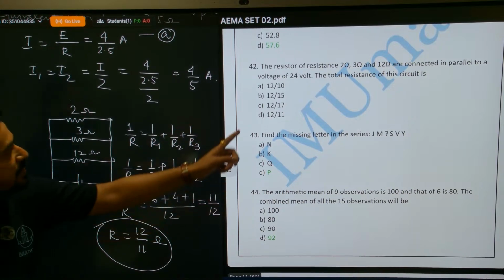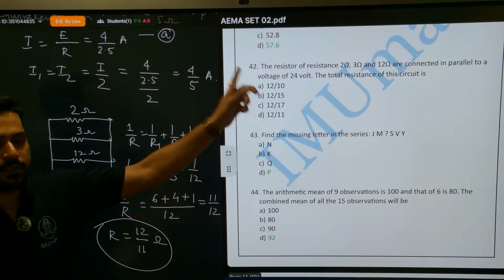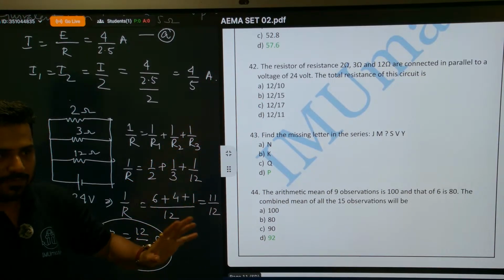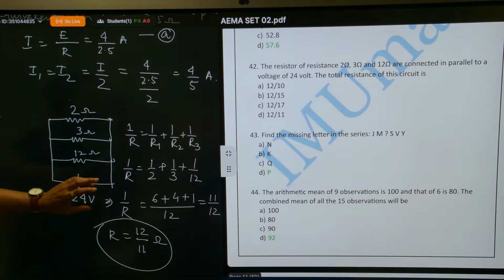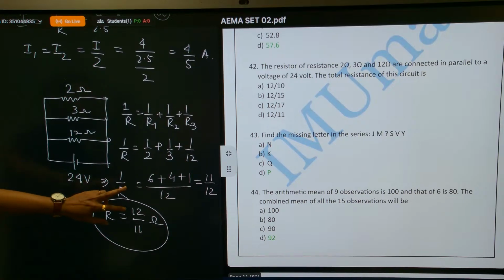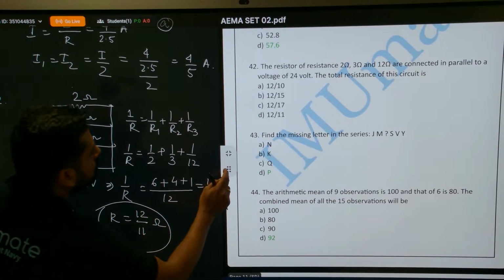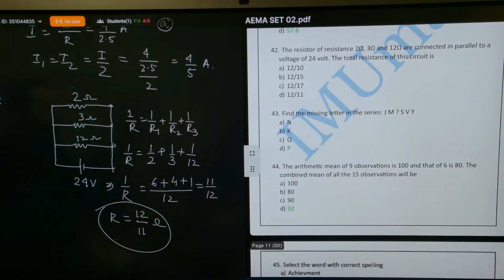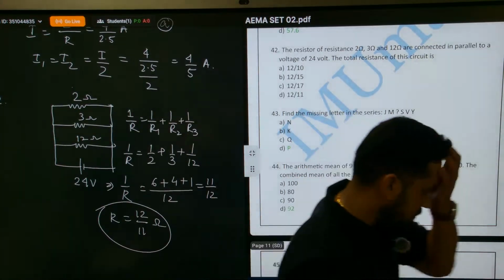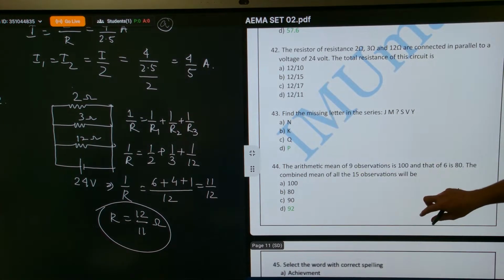Sometimes options are also given as 11 by 12. Just after solving, you should tick the correct part. Do not be in a hurry. Look at it carefully and please remember to invert it. Okay. It was also quite easy. Let's check the next question.